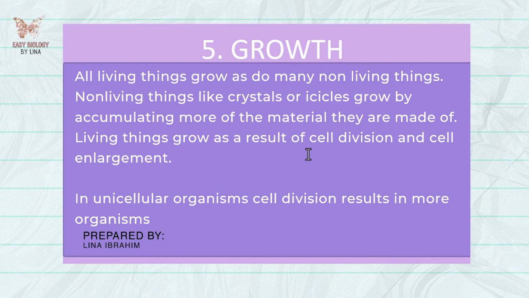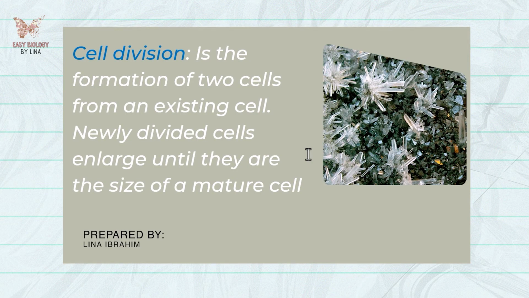We have cell division in unicellular and in multicellular organisms. In unicellular organisms, cell division only produces more copies of the organism. Cell division is the formation of two cells from an existing cell. So one cell divides to produce two cells, the two become four, and the four become eight. Newly divided cells, what happens to them? They enlarge in size until they are the size of a mature cell.